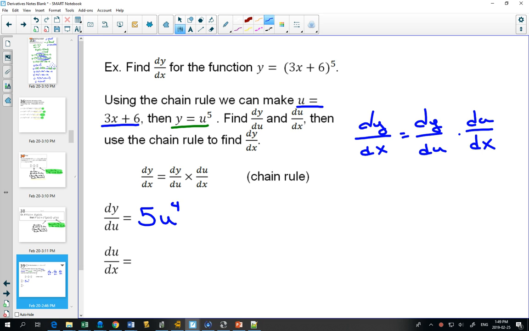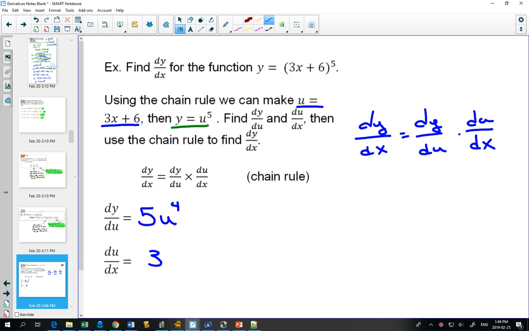dy du is the same as dy dx. It's just you have different variables. Instead of an x, you have a u. It shouldn't be that crazy. And later on, when we do them the regular way, you'd be like, why would I spend all this extra time doing this? Yes, we're not going to do this often, but dy du would be 5u to the 4. du dx, well, I've got my equation. Instead of y equals, we've now got u equals, so it doesn't make it that hard. What's the derivative of 3x plus 6?